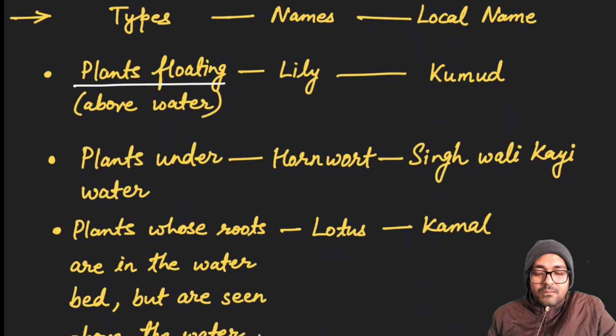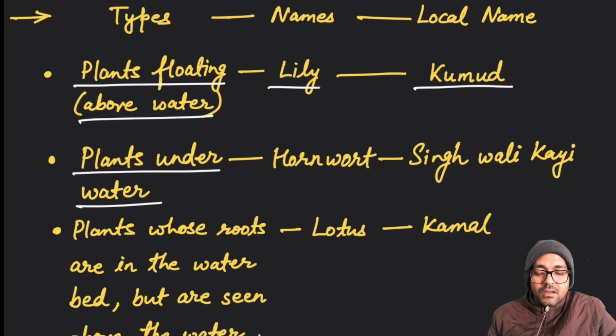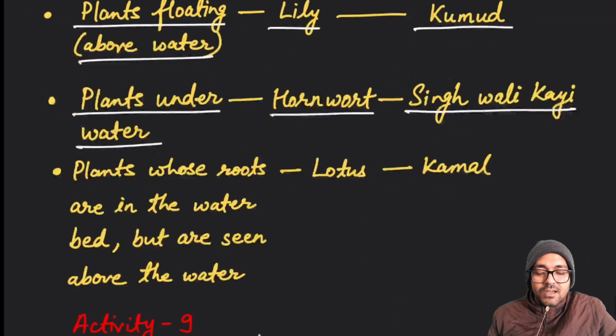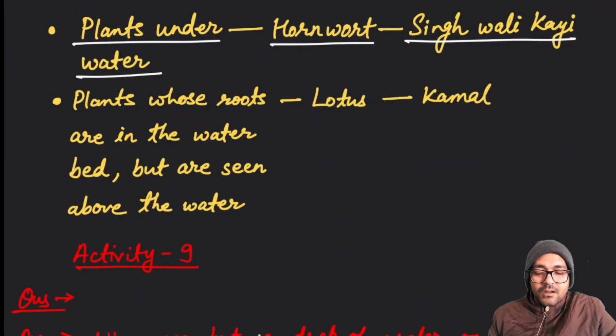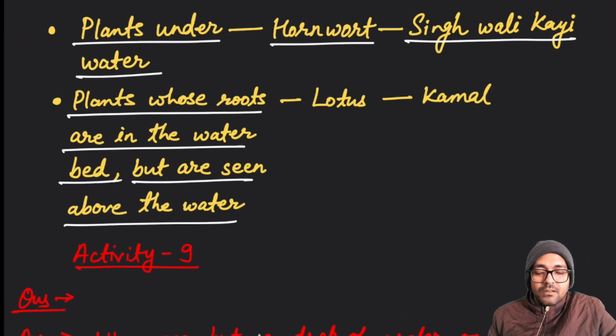Under type, plant floating above water, name lily, local name kumud. Under type, plant underwater, name hornwort, local name singhwali kai. Under type, plant whose roots are in the waterbed but are seen above the water, name lotus, local name kamal.